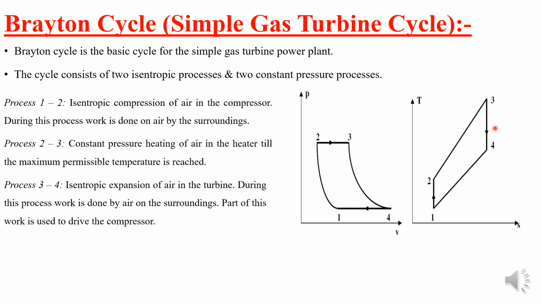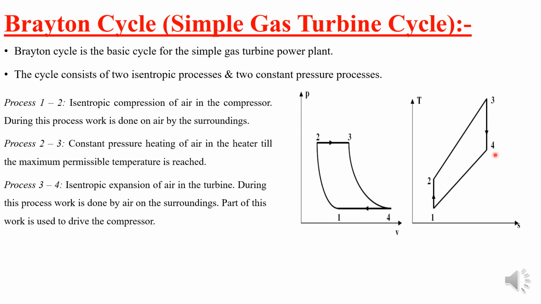So in the turbine work is produced by the system, or work is done by the system. So you are getting the work over here, and the process over here it is isentropic expansion. So isentropic work done. So work will be done by the system. So you are getting the mechanical work during this process.